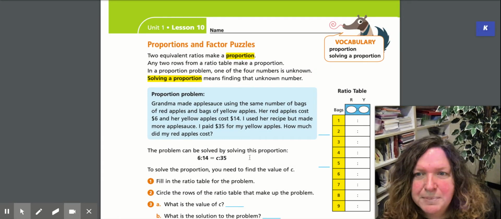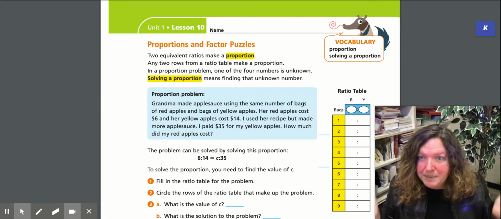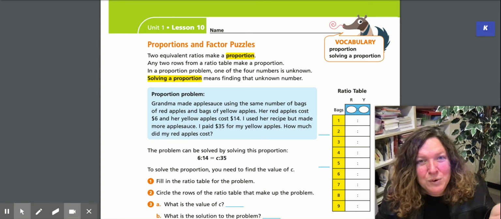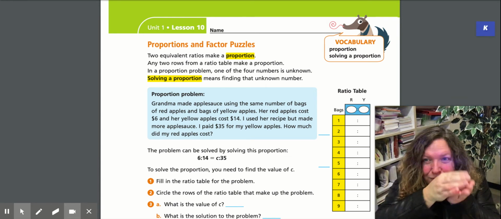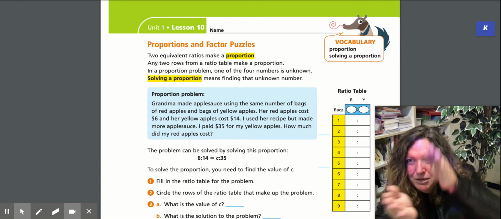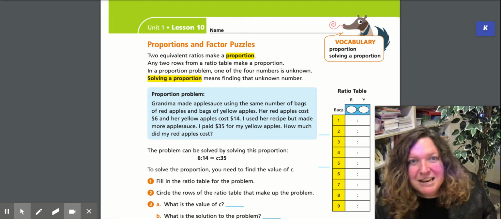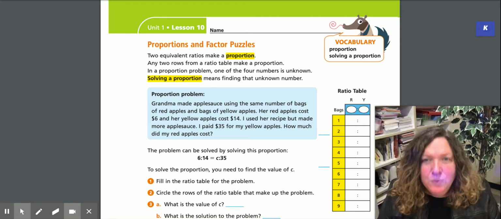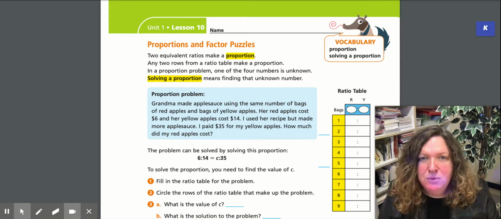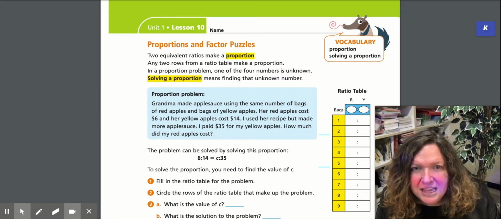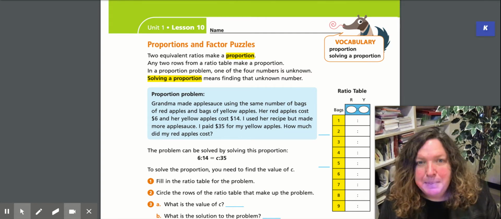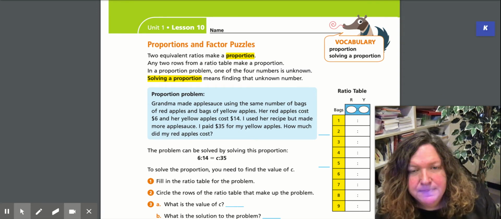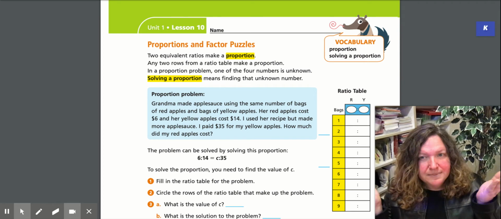I used her recipe, but I made a different amount of applesauce. That's the essence of ratios. Remember when I had a certain amount of candy bars for just one teacher, but I needed multiple bags? The same thing is true when you're making more than one recipe. So we want to use the same recipe, but we just need more. So I used her recipe and I made more. I paid $35 for my yellow apples. How much did my red apples cost?